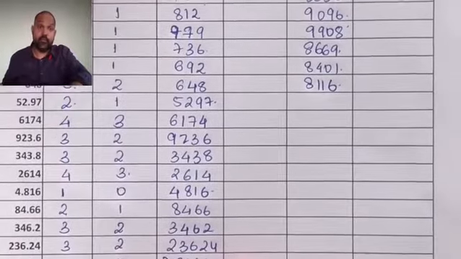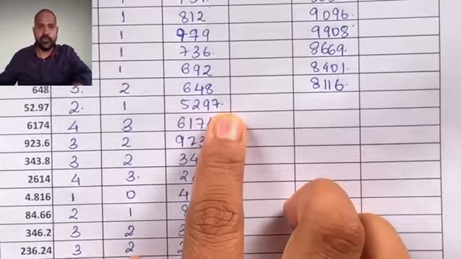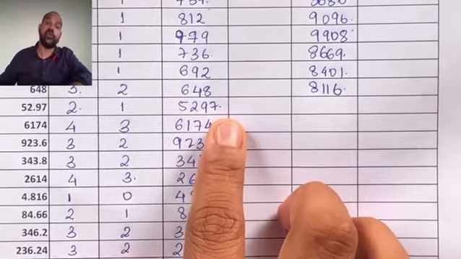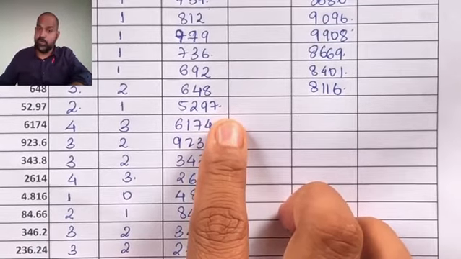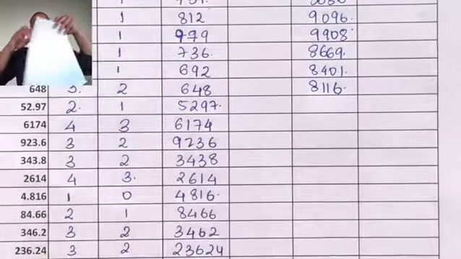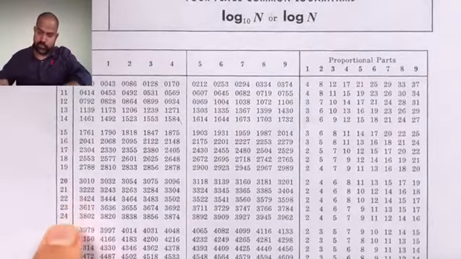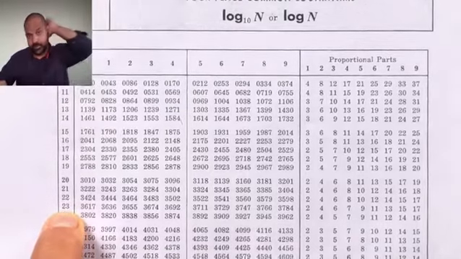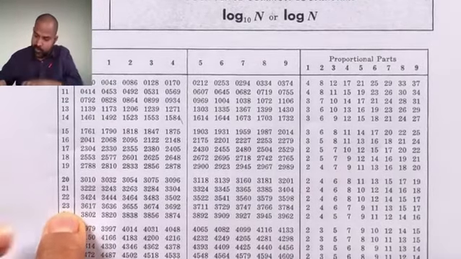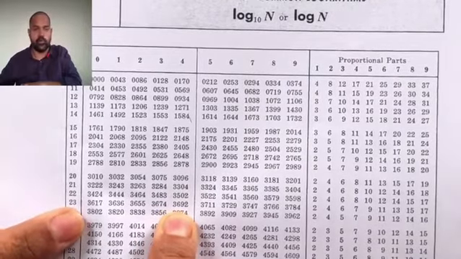Now the problem is that we are entering a 4-digit number. You see a 5297. The problem with 5297 is that it's a 4-digit number. Up till now, we were looking for the first two digits in the first column. Am I right? If the first two digits were 23, first column. Then if the next digit was 4, I was looking at the fourth column in the 23rd row.